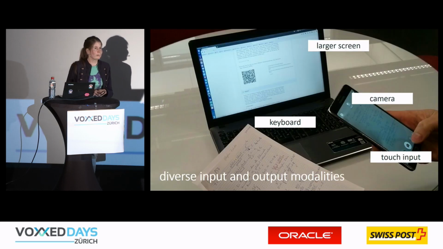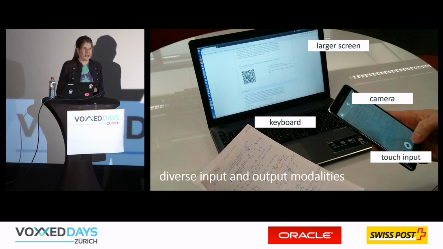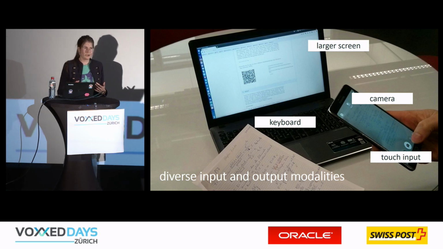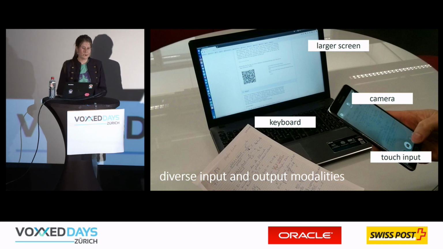Then another benefit of using multiple devices is that we can potentially get a richer set of input and output modalities. So here you can see a phone and a laptop being used at the same time, and the phone is more mobile than the laptop. It has a camera and has touch input, whereas the laptop has a keyboard and a larger screen. So if you're working with a document on paper, for example, you might want to scan it with your phone, but then continue working with the laptop because it has a larger screen and the keyboard.